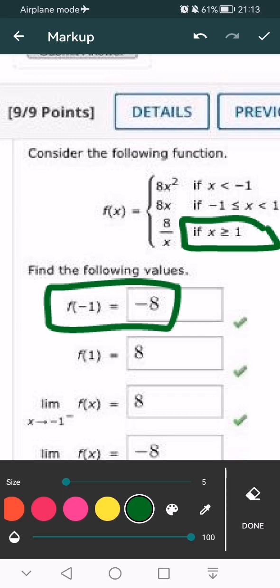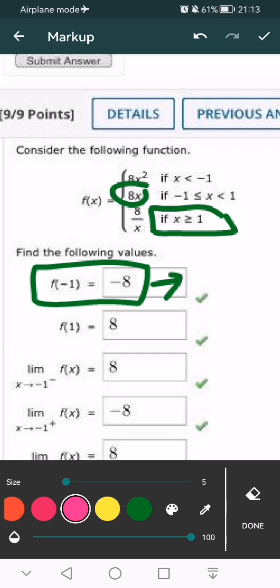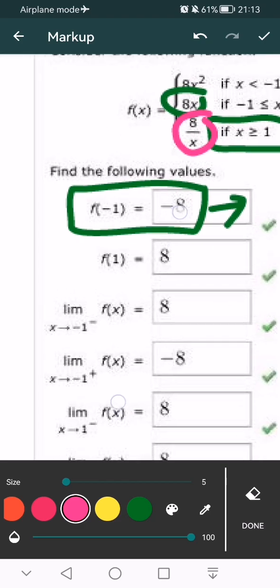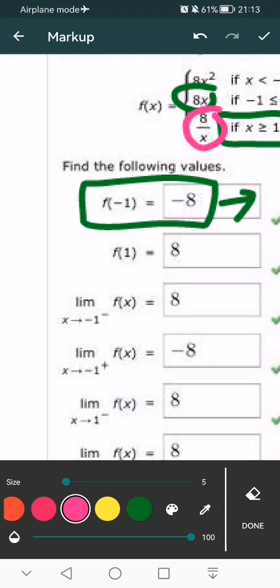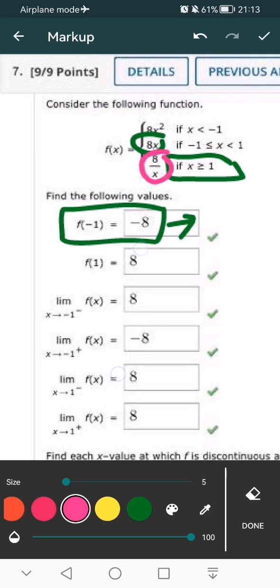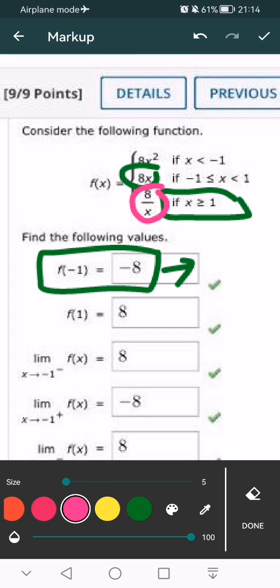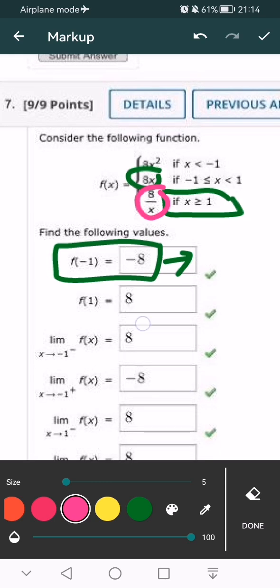Where do I substitute it? Minus 1 means what? I will go here because it is equal to minus 1, right? So I substitute wherever the condition applies. So 8 by minus 1 will be minus 8. Good. The next one, at 1, if it is greater than or equal to 1, I will use 8 over 1, which is 8. And now, the limit as x goes to minus 1 from the left side, f of x on the left side means less than 1.